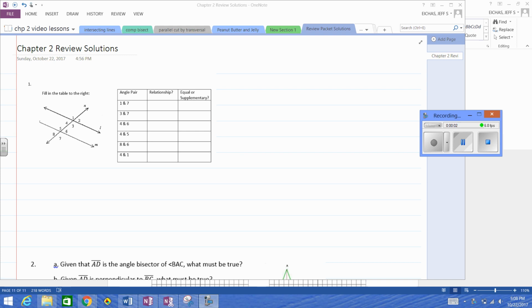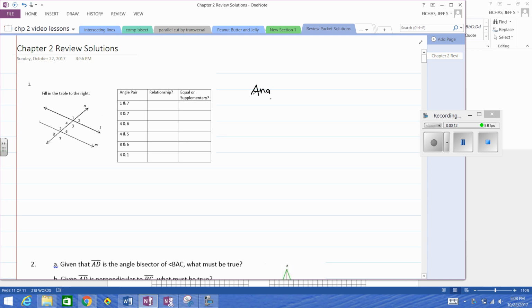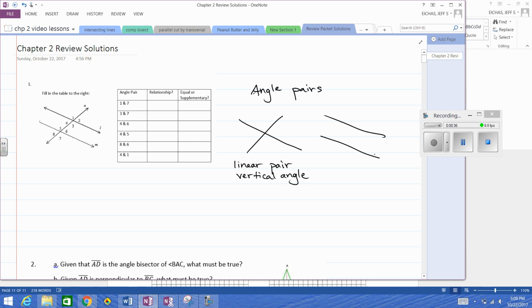Okay, so this is going to be the solutions to our Chapter 2 review packet. One of the first topics is our angle pairs, the angle pairs that either pertain to one intersection, which could be a linear pair or vertical angles. And when we go to two lines cut by a transversal, we could get our other five that we studied.